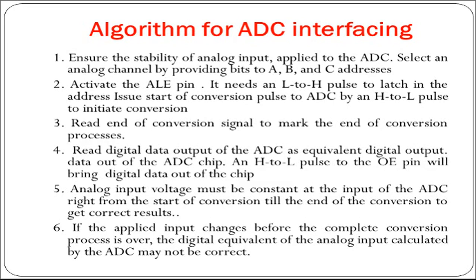The analog input voltage must be constant at the input of the ADC right from the start of conversion till the end of conversion to get the correct result. If the applied input changes before the conversion process is over, the digital equivalent of the analog input calculated by the ADC may not be correct.